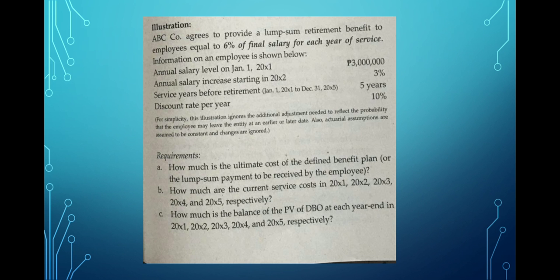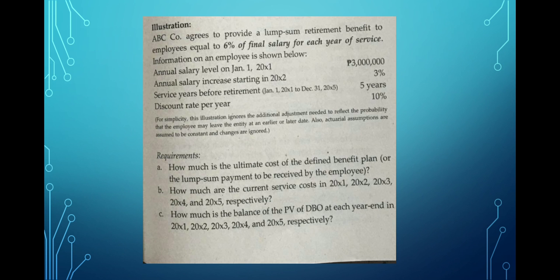ABC Company agrees to provide a lump sum retirement benefit to employees equal to 6% of final salary for each year of service. And we have the information on employees shown below. The annual salary level on January 1, 20X1 is 3 million pesos. And the annual salary increase starting in 20X2 is by 3%. Service years before retirement is 5 years. And the discount rate per year is 10%.